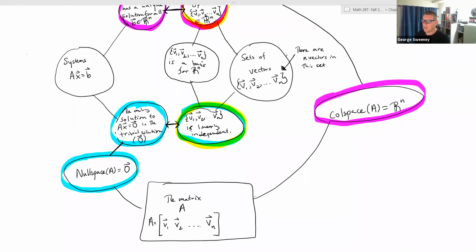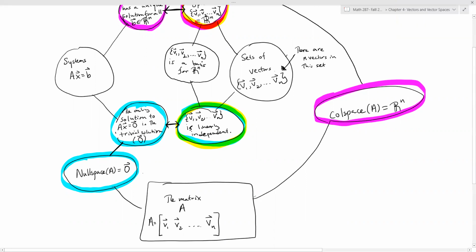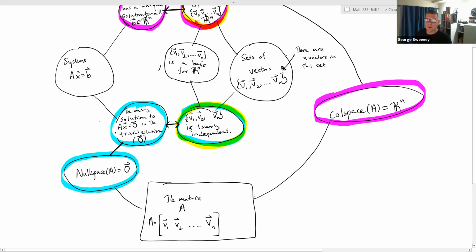We'll see some examples as we review where we get non-square matrices. But here's the thing. You see all the blue ones? The blue ones are equivalent whether or not A is square. For example, the column space of A is Rn. Well, that's going to be equivalent to v1 through vn being linearly independent if the matrix is square. But if the matrix is not square, they're not equivalent. But the three blue ones, null space of A equals 0, the only solution to AX equals 0 is the trivial solution, and v1 through vn is linearly independent, are equivalent no matter what.